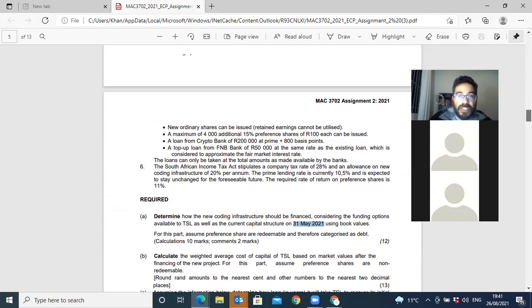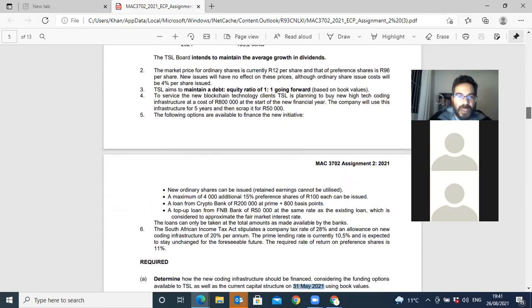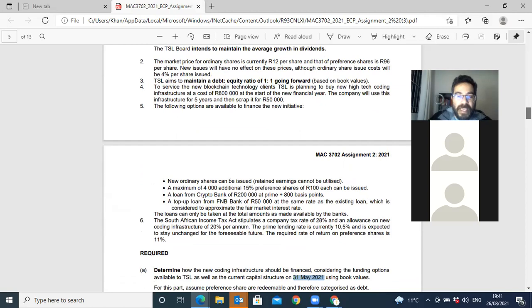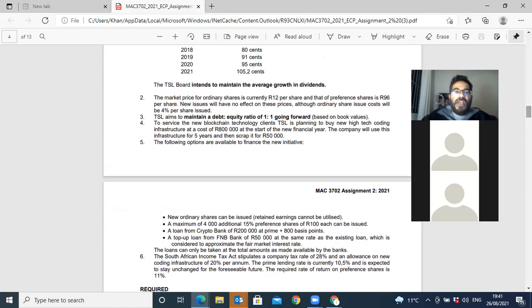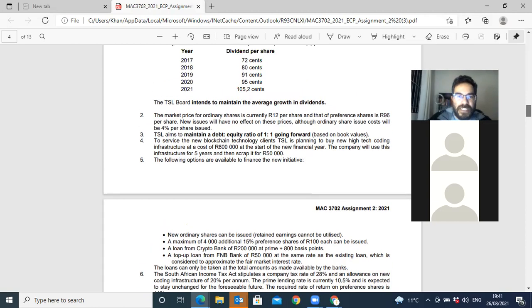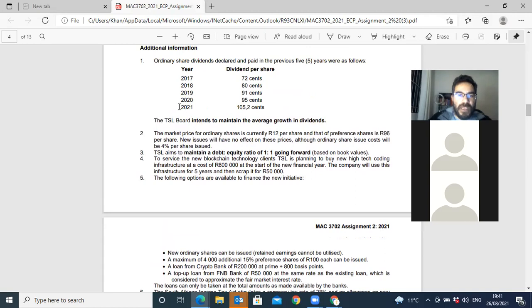So I'm going to assume the date we are using is 31 May 2021. So 31 May 2021 is the current date. Very important. They're giving us dividends for 2021. This dividend for 2021 is not D1. That is the current dividend, D0. So we need to use that to calculate D1.